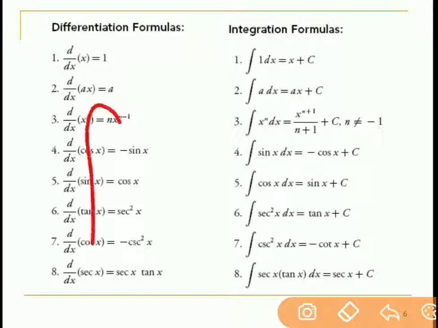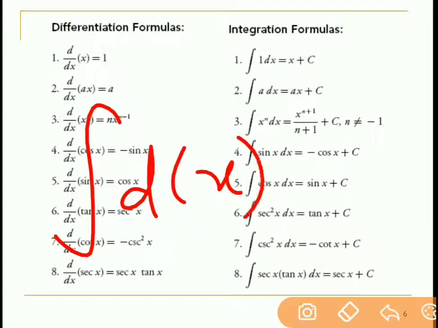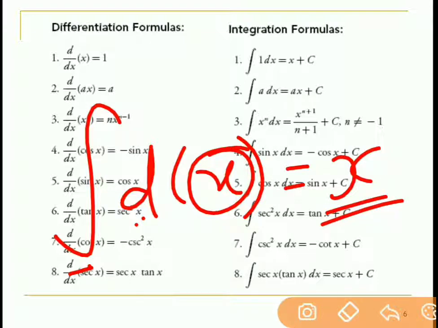Also you need to remember that when integration of the differentiation of x is given, then it is equal to x. Understood? Because integration and differentiation, they both are interchangeable, or they both are inverse of each other. So integration is called anti-differentiation. If we take the integration of the differentiation, then we will get the same function, that is x.